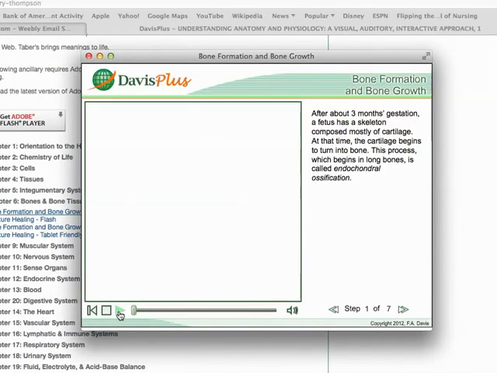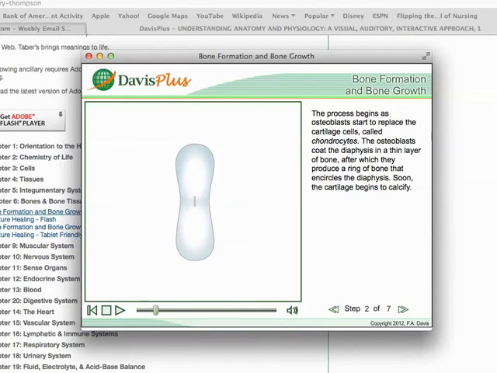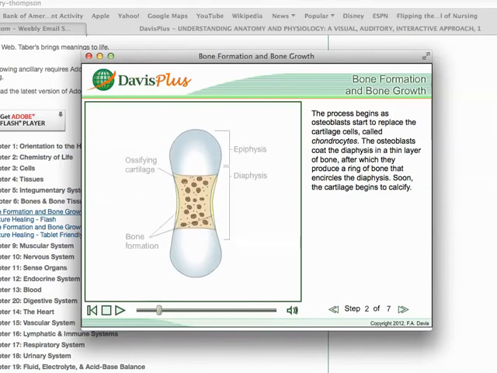To give you a better idea. After about 3 months gestation, a fetus has a skeleton composed mostly of cartilage. At that time, the cartilage begins to turn into bone. This process, which begins in long bones, is called endochondral ossification. The process begins as osteoblasts start to replace the cartilage cells, called chondrocytes. The osteoblasts coat the diaphysis in a thin layer of bone, after which they produce a ring of bone that encircles the diaphysis. Soon the cartilage begins to calcify.